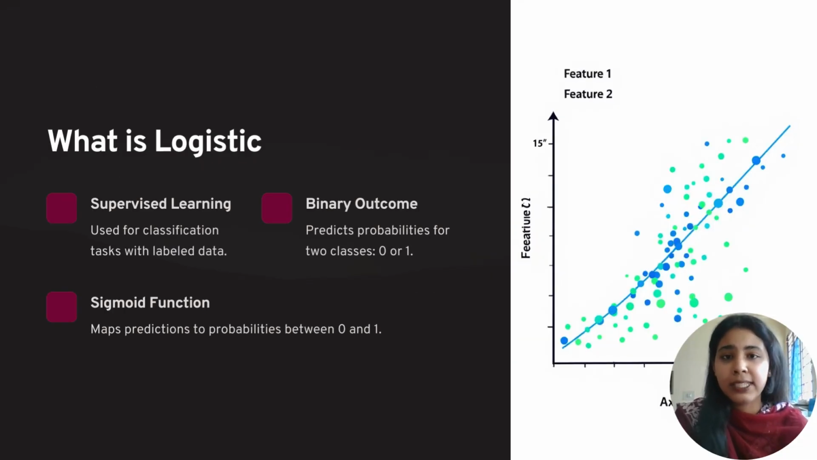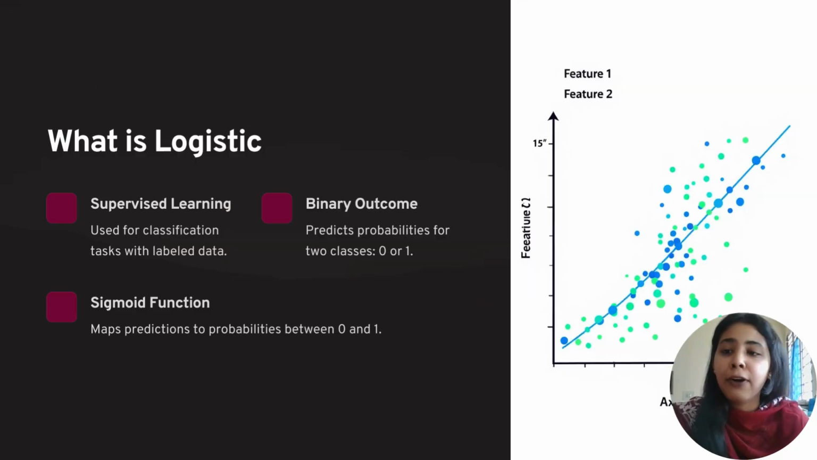So, what is logistic regression? Logistic regression is a widely used statistical modeling technique designed to predict the probability of a binary dependent variable based on one or more independent predictors. In supervised learning, it is used for classification tasks with labeled data, where it predicts the probability of a data point belonging to a specific category.